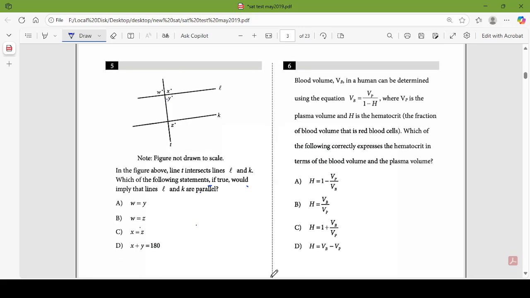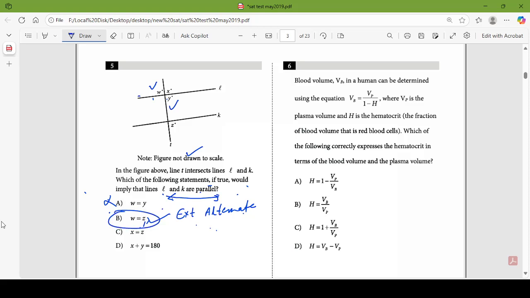Now in question number 5, it is asking which of the following implies that L and K are parallel. So this is based on angles and triangle concept. So they're looking for lines being parallel. So look at the choices. W equals Y, they are vertically opposite angles. So there is nothing to do with parallelism here. So A is out. W equals Z, yes, this is W. If W equals Z, this is called exterior alternate angles. And if exterior alternate angles are the same, then lines are parallel. So B is your answer.